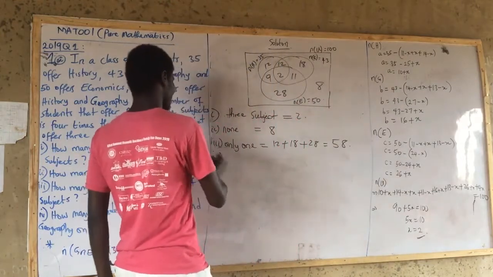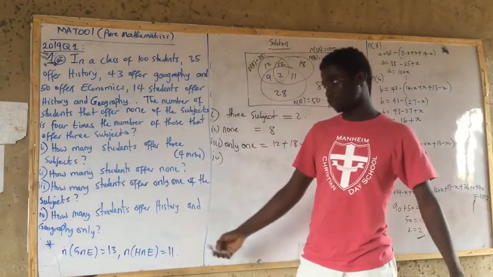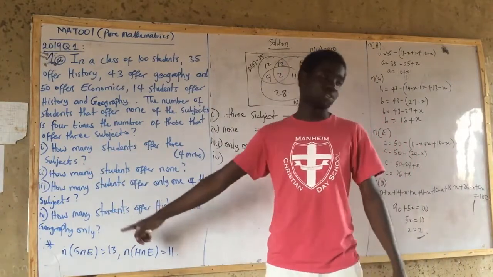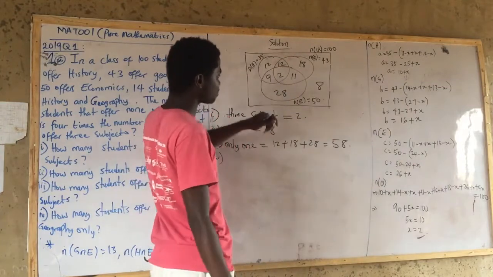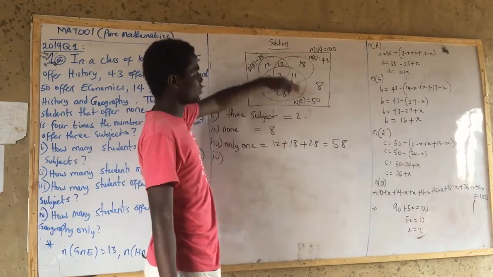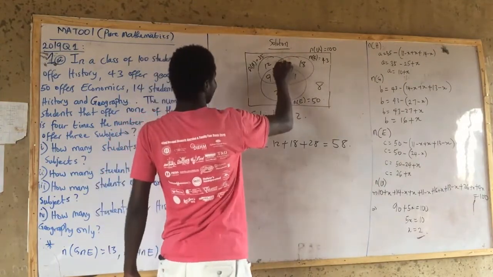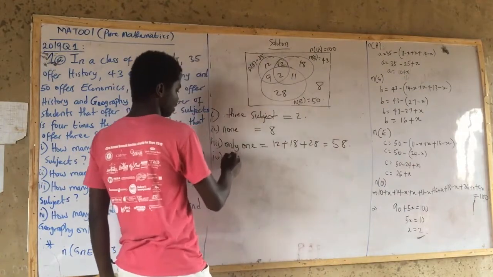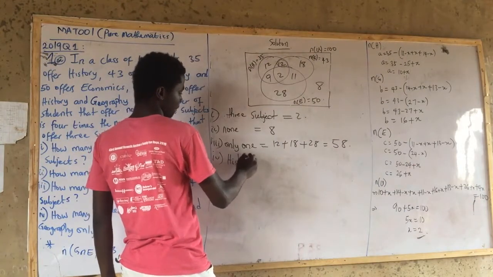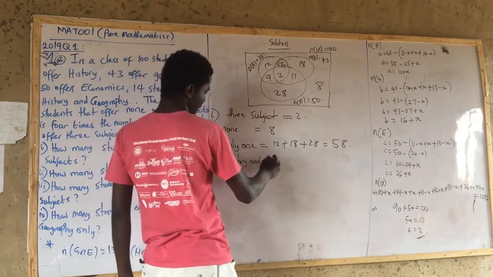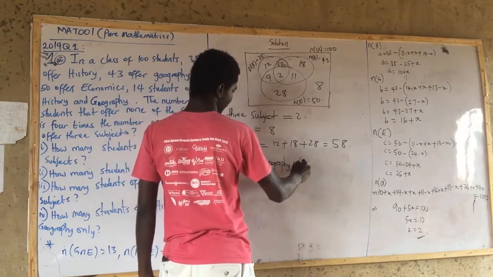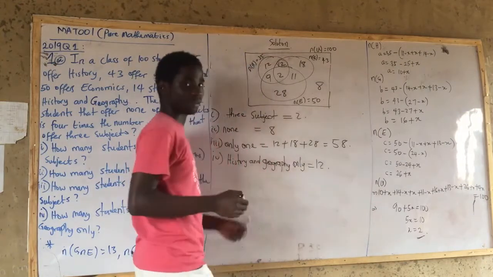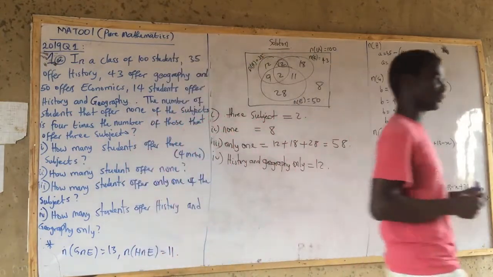58. So then the last question they are asking here from you is how many students offer history and geography only? That means remove economics. This is history and geography only. Is 12. So let me write down the next question.